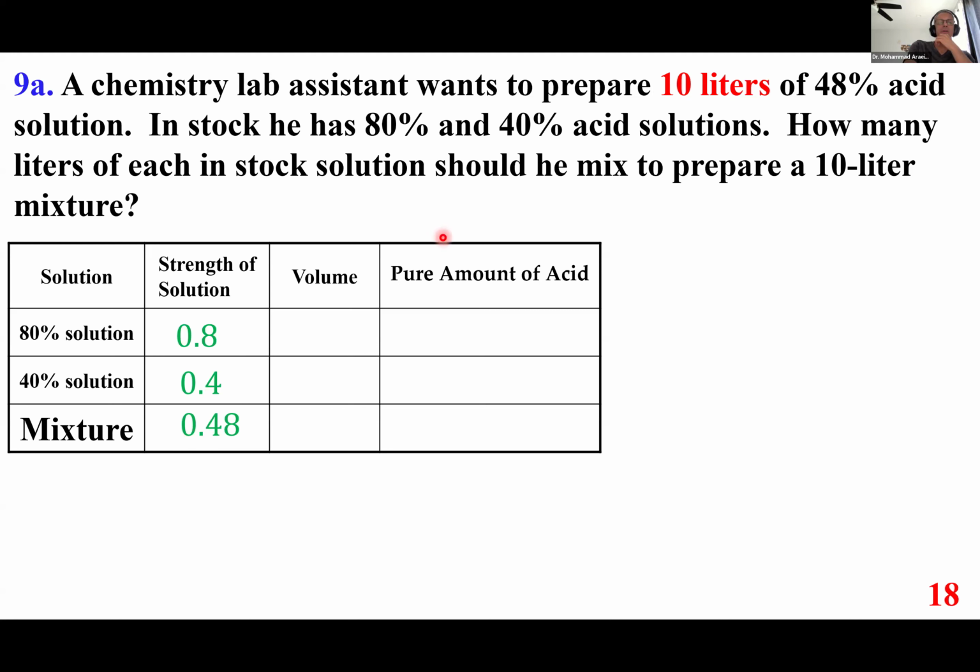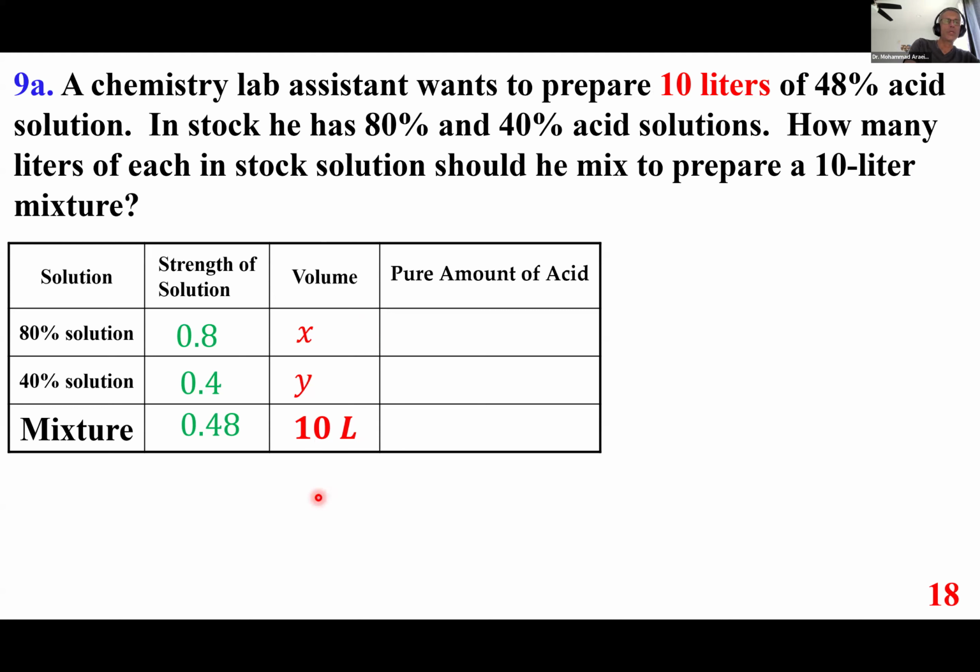We want 10 liters of this, 10 liters of the mixture. So how much of each? We don't know. Let's define a variable. Let X represent the volume for the 80% solution. Let Y represent the volume for the 40% solution. So that creates an equation, X plus Y equals 10.